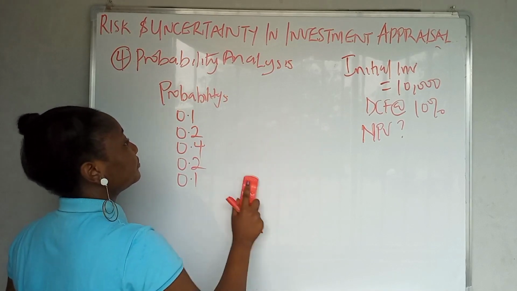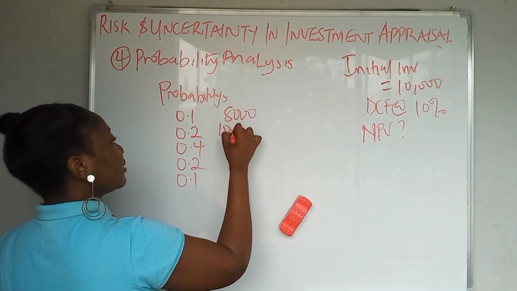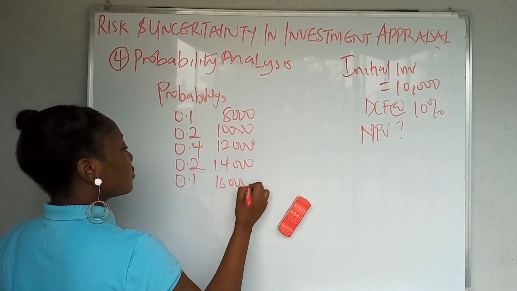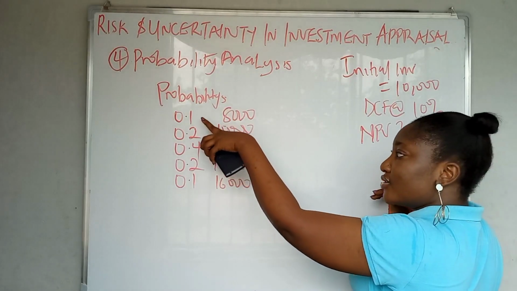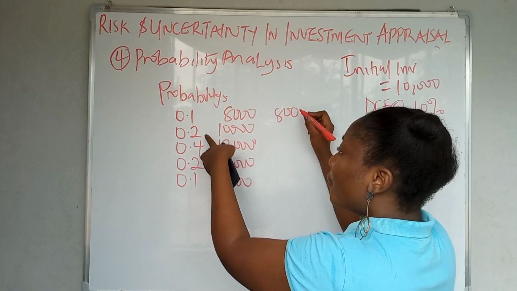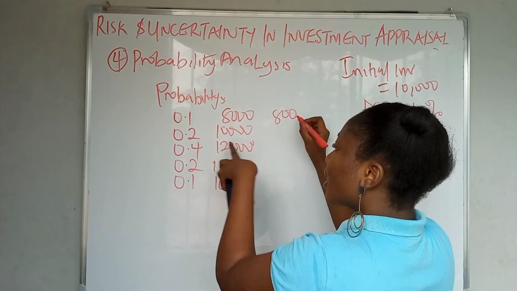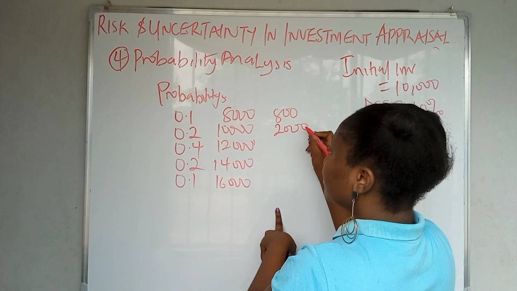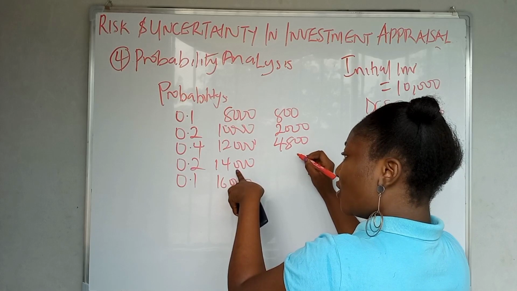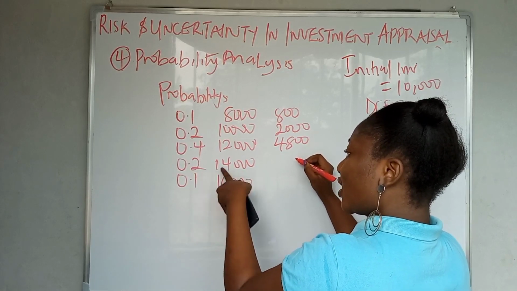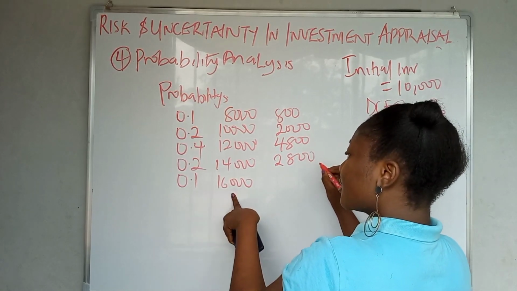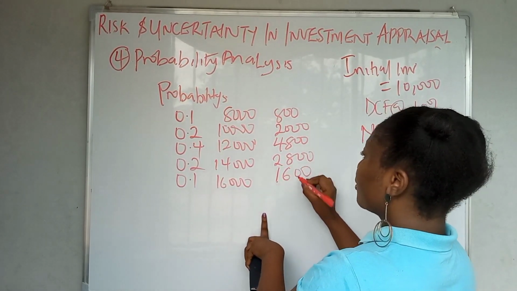So let me write this again: 8,000, 10,000, 12,000, 14,000, and 16,000. Right? So you say probability 0.1 times 8,000, that will give you 800. 0.2 times 10,000, that will give you 2,000. 0.4 times 12,000, that will give you 4,800. 0.2 times 14,000, that will give you 2,800. And 0.1 times 16,000, that will give you 1,600.